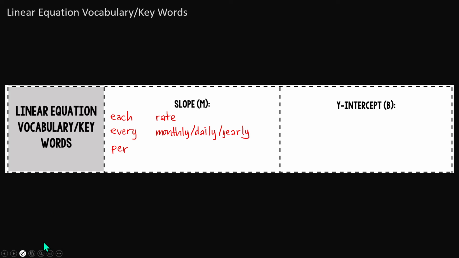Y-intercept is a little bit different. The y-intercept, I called it the initial value. So you're going to see something like starts at, starting in general. You might see flat rate or fee. When something's flat, that means that it doesn't change, it's just fixed, meaning it can't really be the slope in the situation.